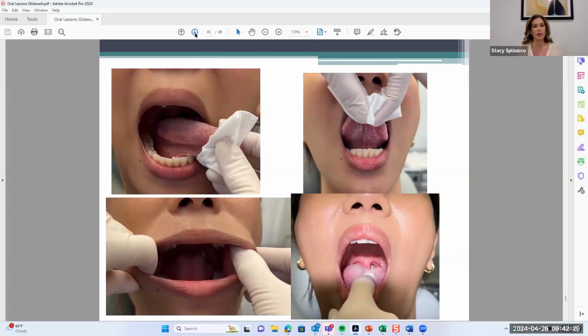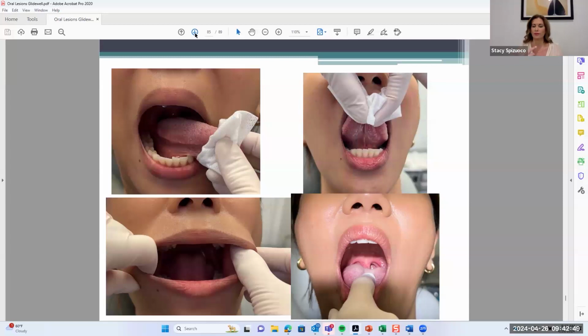So you want to grab a piece of gauze and pull the tongue to the side. Both sides you want to check. You want to pull the tongue up. You want to look underneath the tongue and the floor of the mouth, which are very common areas for lesions. You also then want to palpate the lips and feel inside the cheeks, go all the way around in a circular motion, feeling everything.